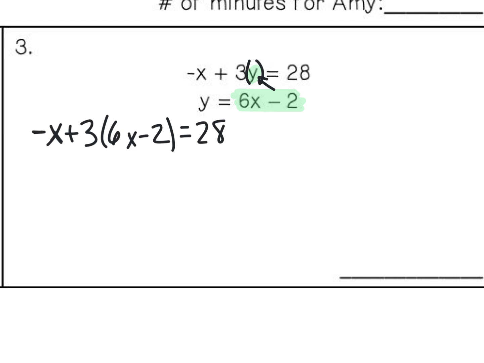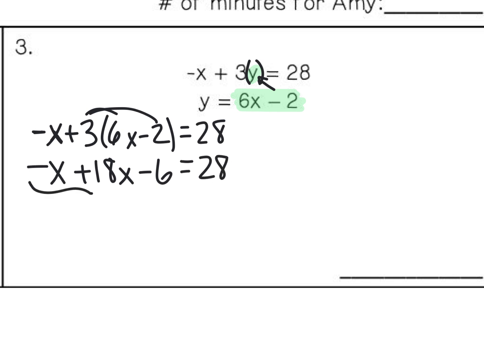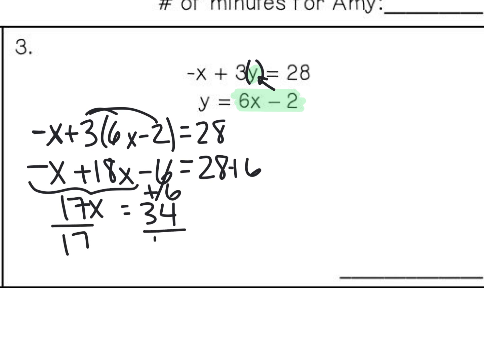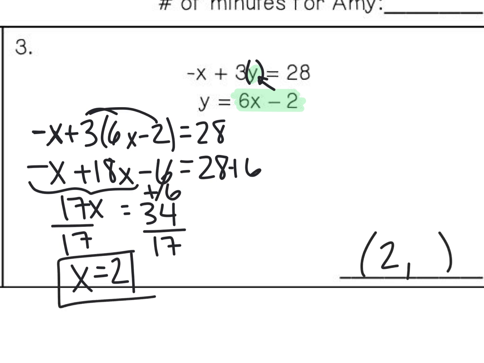equals 28. Now we can go ahead. We're still doing our steps from Unit 1, right? We're going to distribute. Make sure you're careful with your signs. We're going to collect like terms. We're going to undo the add subtract, which is 34, and undo the multiply divide. And we get one of our variables.